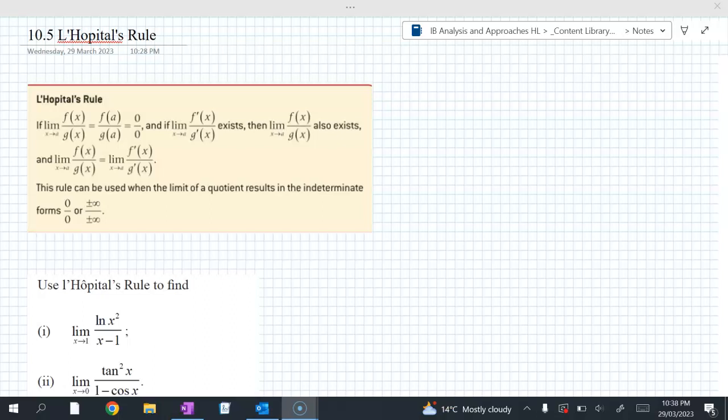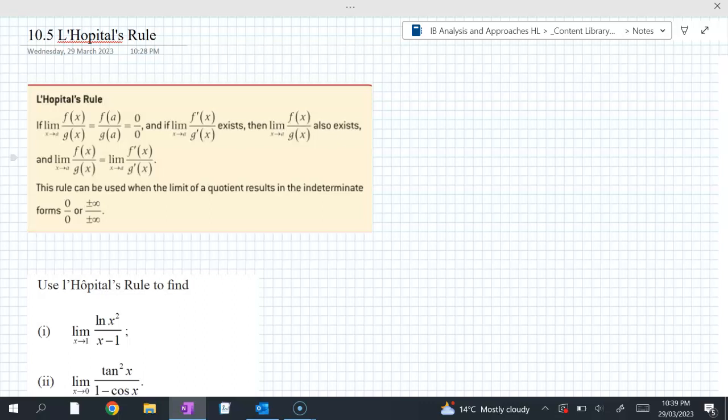Hi everybody, today we're looking at L'Hopital's Rule. It says that if we're looking at the limit as x goes to a of f of x divided by g of x, where that result is going to be 0 over 0, so remember 0 over 0 is indeterminate, then if we take the derivative of f and the derivative of g, and that limit exists, then the limit of f of x on g of x also exists and is the same as the limit as x goes to a of f dash on g dash.